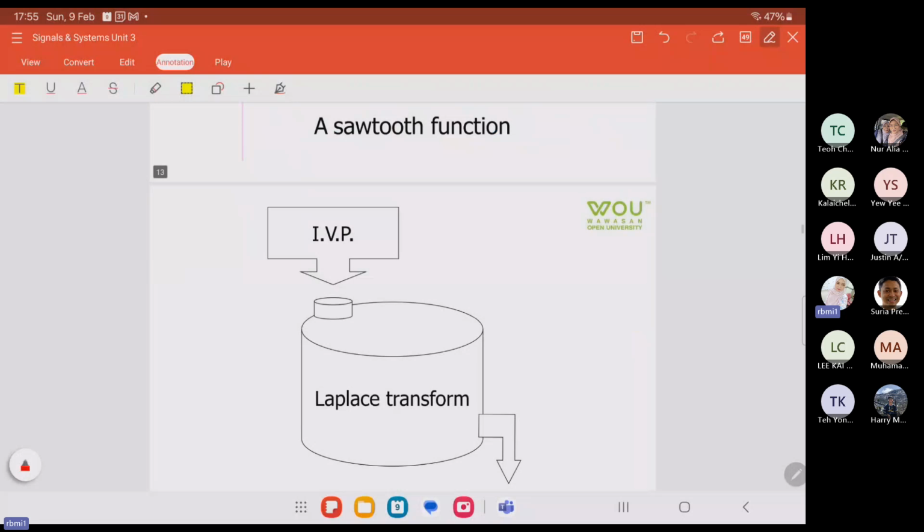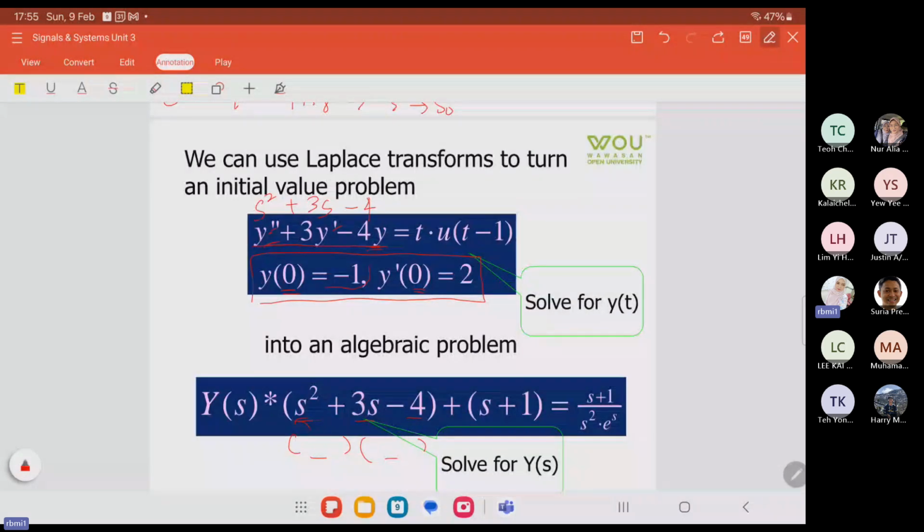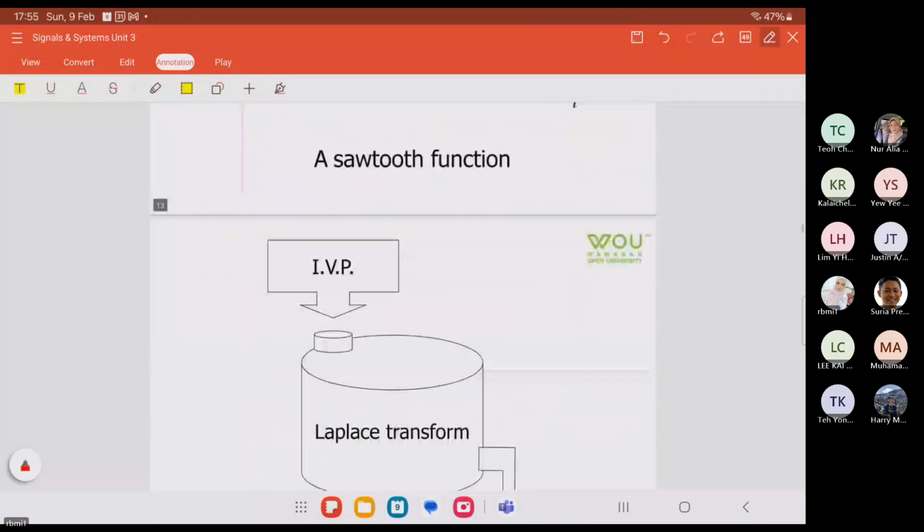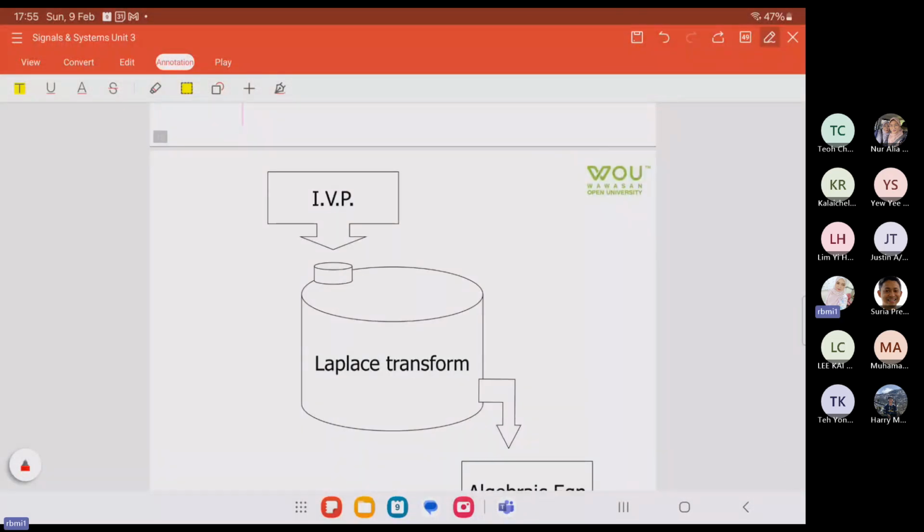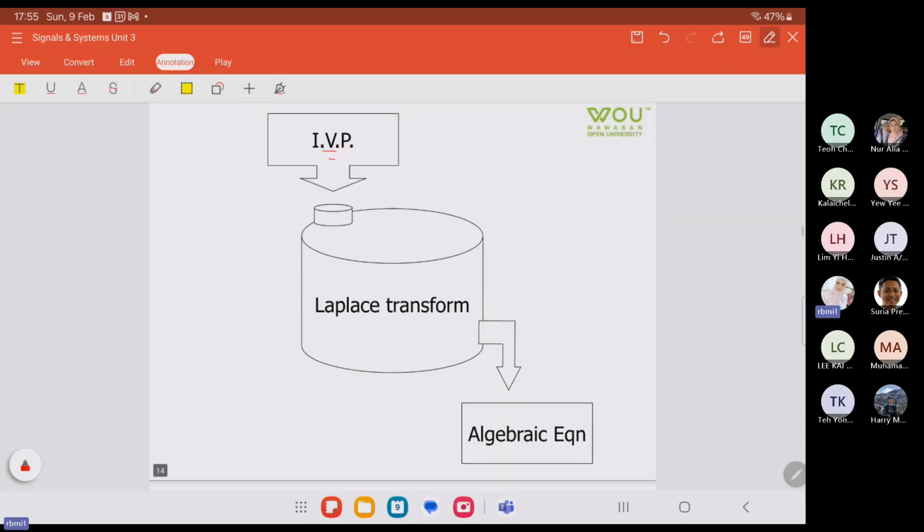Once we have this value, in the solutions we must replace it with the given value. We call this the initial value problem, the IVP. So from the IVP, we can get the Laplace transform to get the algebraic equations.